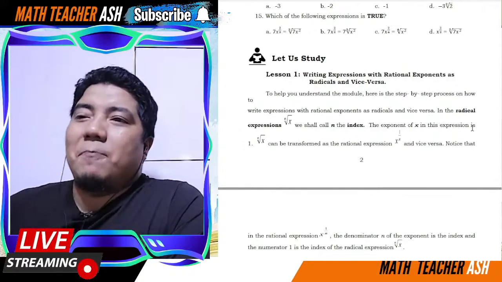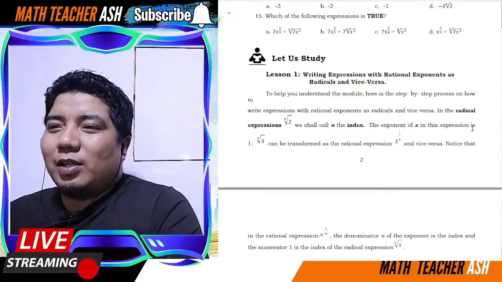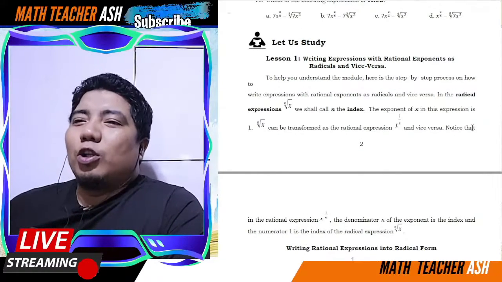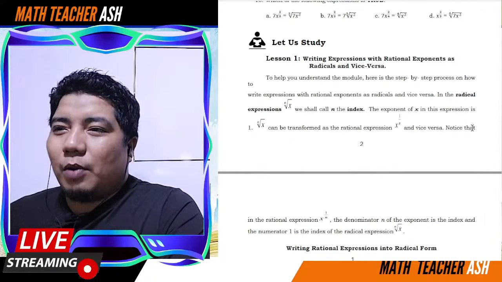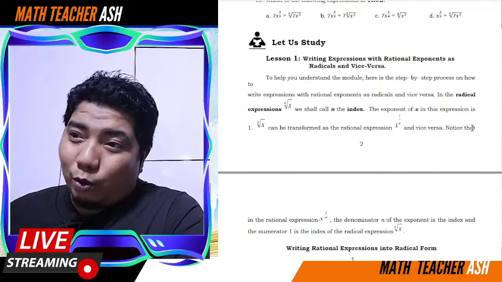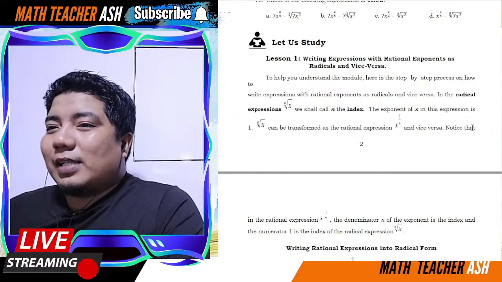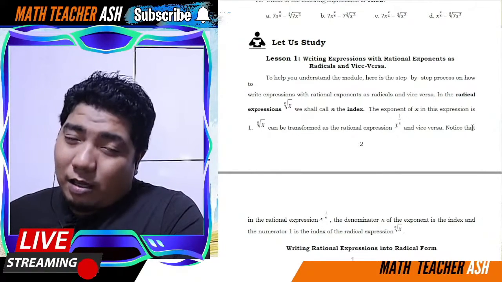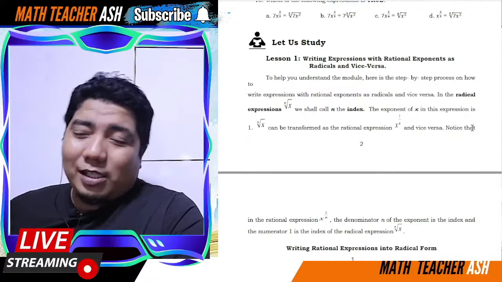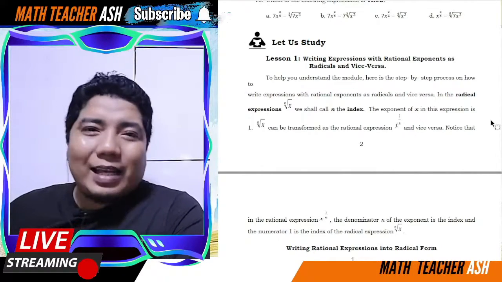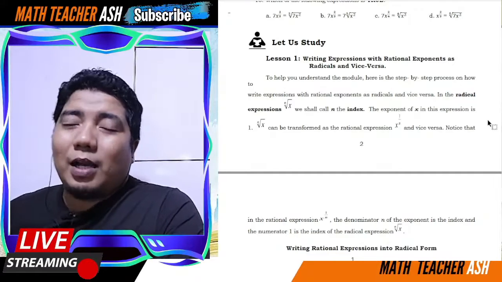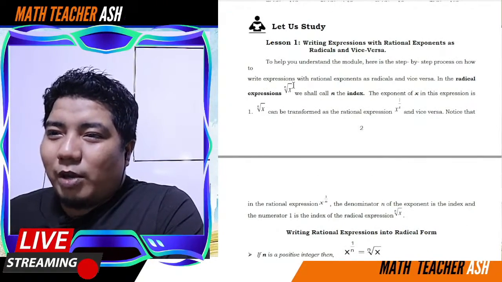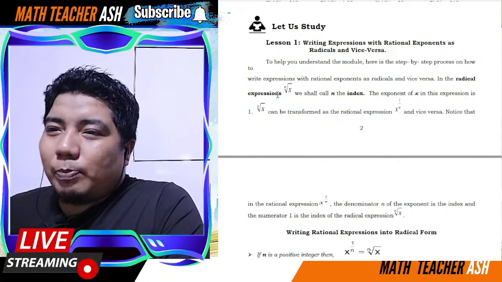So lesson 1, writing expressions with rational exponents as radicals and vice versa. Okay, to help you understand this module, ang gagawin nyo lang ay ituturo ko sa inyo ang step by step na discussion paano ba gawing radicals ang rational exponents at gawing rational exponents ang mga radicals. Okay, so ang radical expression ay yun yung merong mga yung square root symbol. Ayan. So ito yon, square root. Yan. In the radical expression, square root.